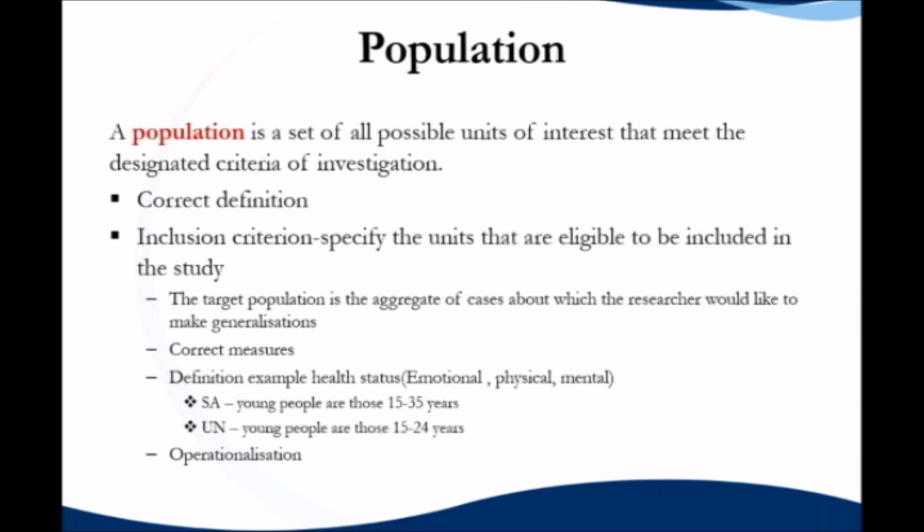So for example, if you want to measure health status, it has to be very clear. Is it emotional? Is it physical? Is it mental? Or is it inclusive of all of them? If your population is young people, for example, Statistics South Africa uses 15 to 35 years. In South Africa, young people within that age group are regarded as young people. But if you look at the UN, they talk about people in the age group 15 to 24 years.